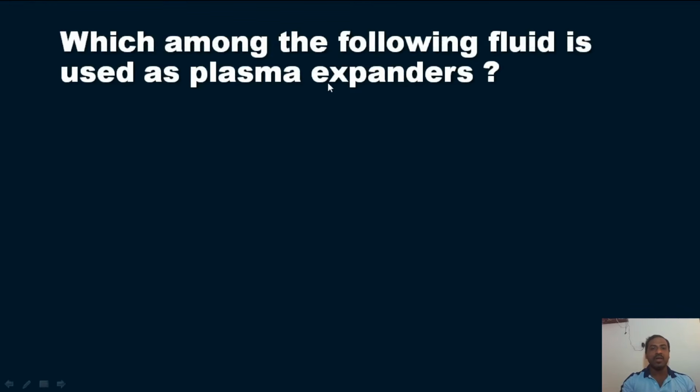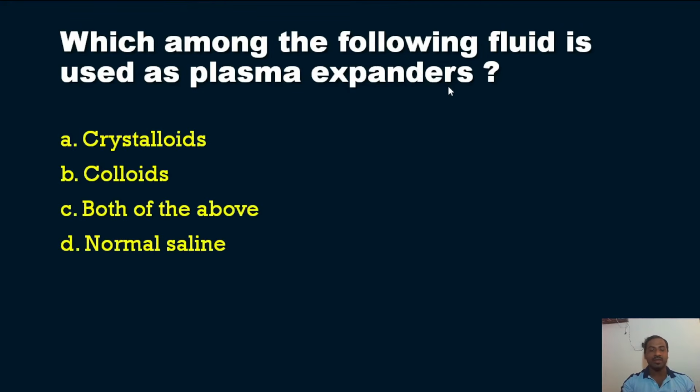Which among the following fluids is used as plasma expanders? Okay, so this question is from fluid and electrolyte balance. The options are: first option crystalloids, the second one colloids, third one both option A and B, that is crystalloids and colloids, and the last option is normal saline. So crystalloids, colloids and normal saline. Which among the following is used as plasma expanders? So what is the answer? So the answer is colloids.